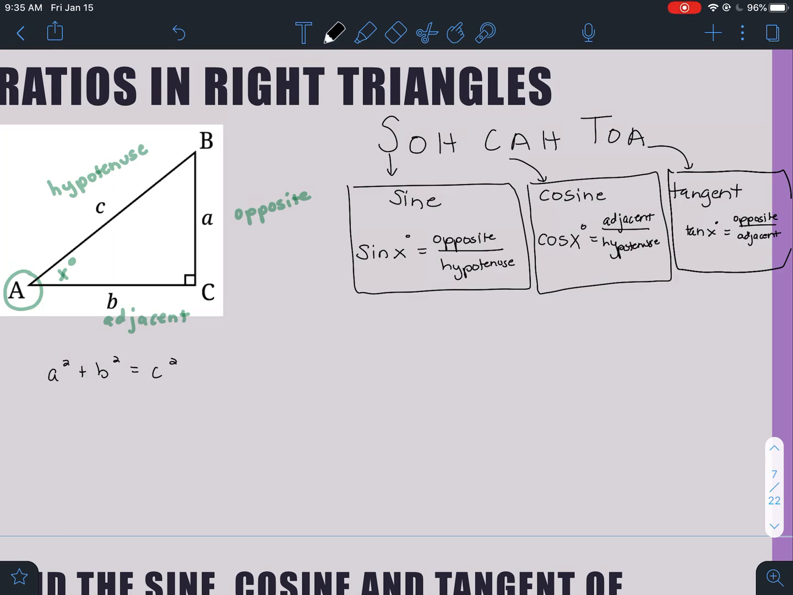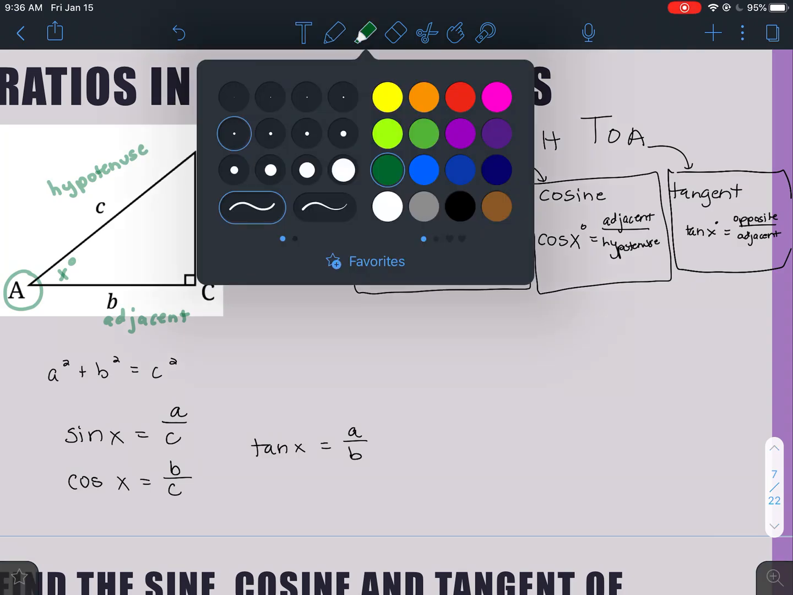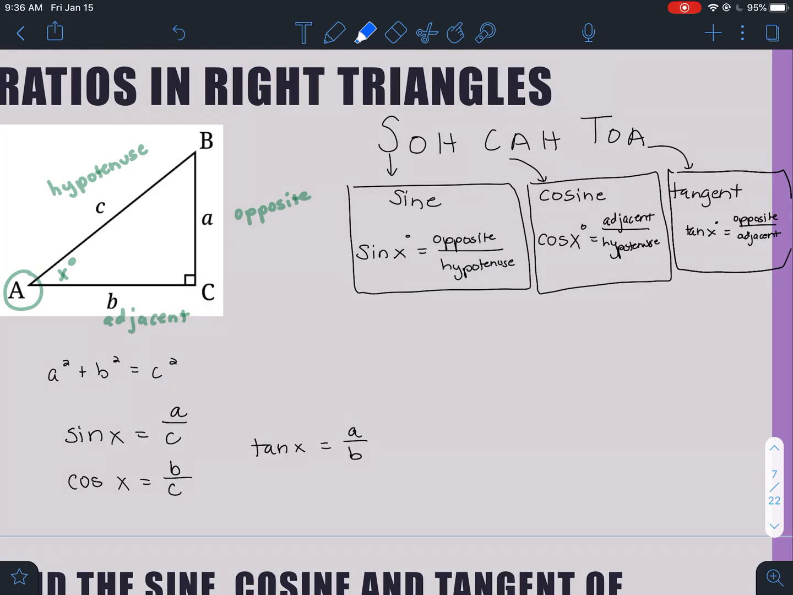So in our angle down here, the sine of angle X is going to equal the opposite side, which is A, divided by the hypotenuse. The hypotenuse is C. So the sine of angle X is going to be A divided by C. The cosine of angle X, well, cosine is CA, adjacent over hypotenuse, so it's going to be side B divided by side C, the hypotenuse. The tangent of angle X is going to be the opposite over the adjacent, so it'll be A over B. So what if I wanted to do not angle A? What if I wanted to do angle B up here?